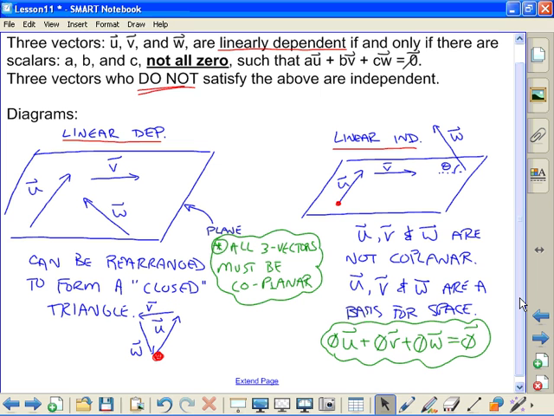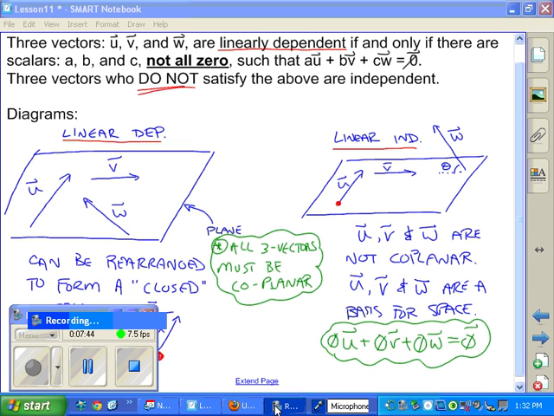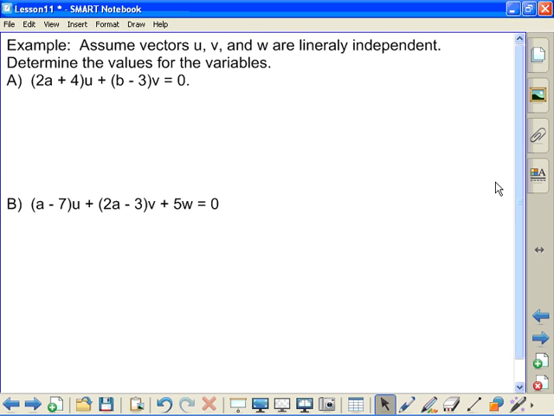So how is that applied? I've got a couple of examples running through its application. The first one here is fairly straightforward, and it kind of supports what I was just talking about. We're supposed to assume the vectors u, v, and w are linearly independent. So that means that we can't get back to the starting point. So in your head, you know that 0u plus 0v plus 0w is equal to the 0 vector.